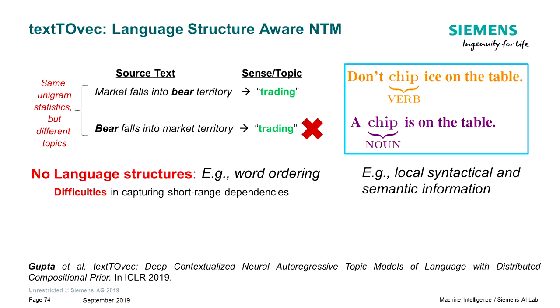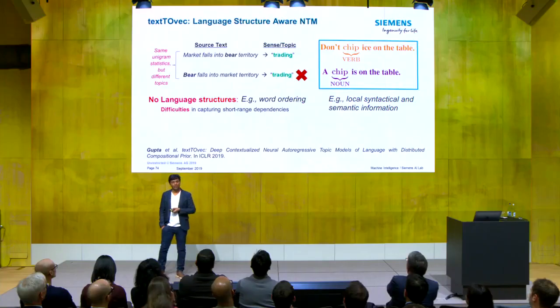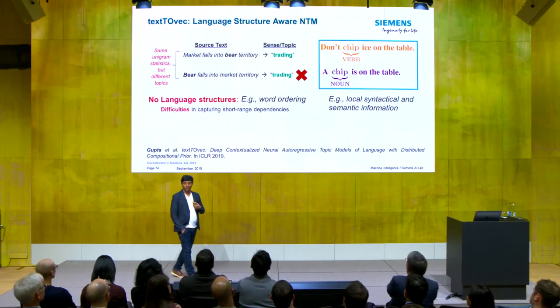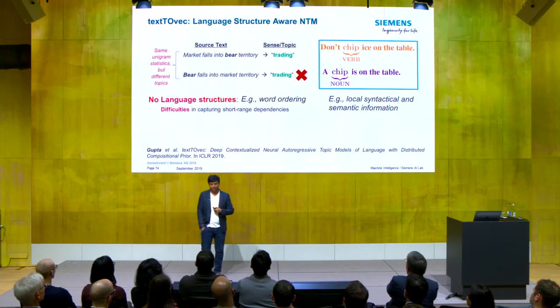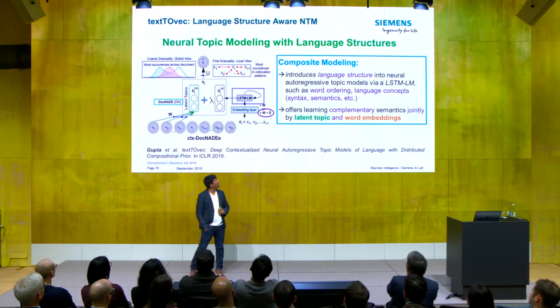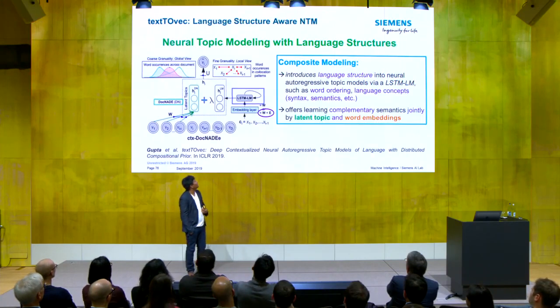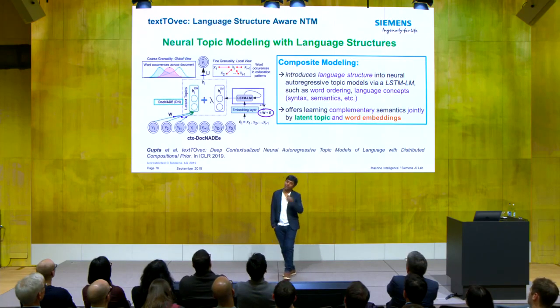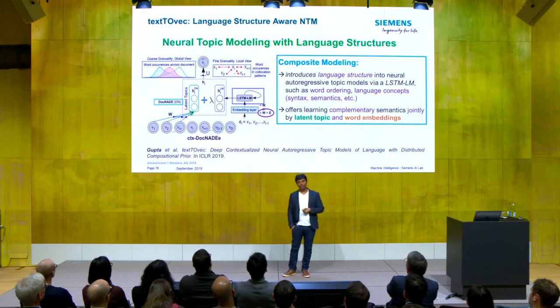Another motivation for introducing language structure is that, for example, "chip" could be a verb, a syntactic structure, or a noun, a second syntactic structure. So can syntactic structure like word ordering and part-of-speech tags help in topic modeling or not? We introduced those into our topic model, known as textTOvec, where we introduce an LSTM-based language model into a topic model in order to improve topics.